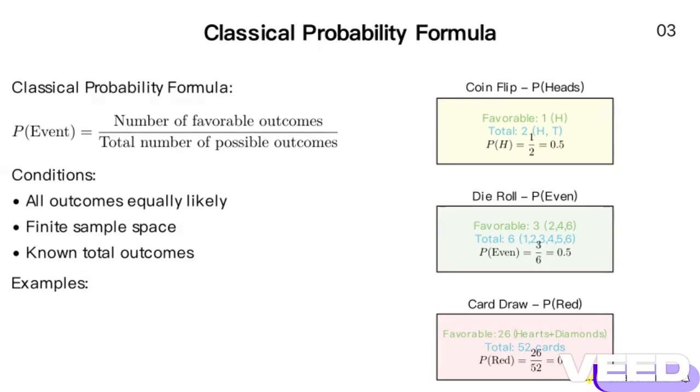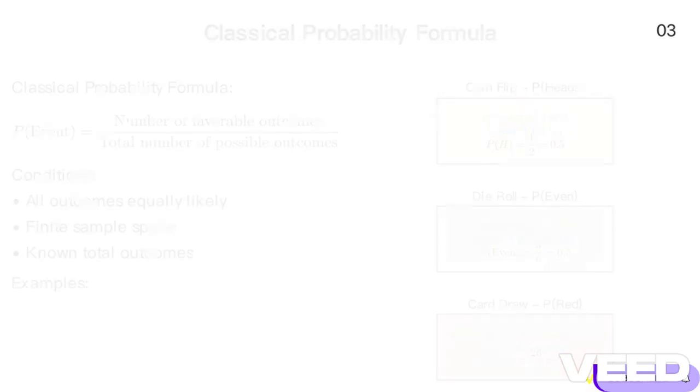The classical probability formula provides a systematic way to calculate probabilities when outcomes are equally likely. This foundation will help us tackle more complex probability problems. Probability theory is built on 3 fundamental axioms that govern how probabilities must behave mathematically. These axioms ensure consistency in all probability calculations.